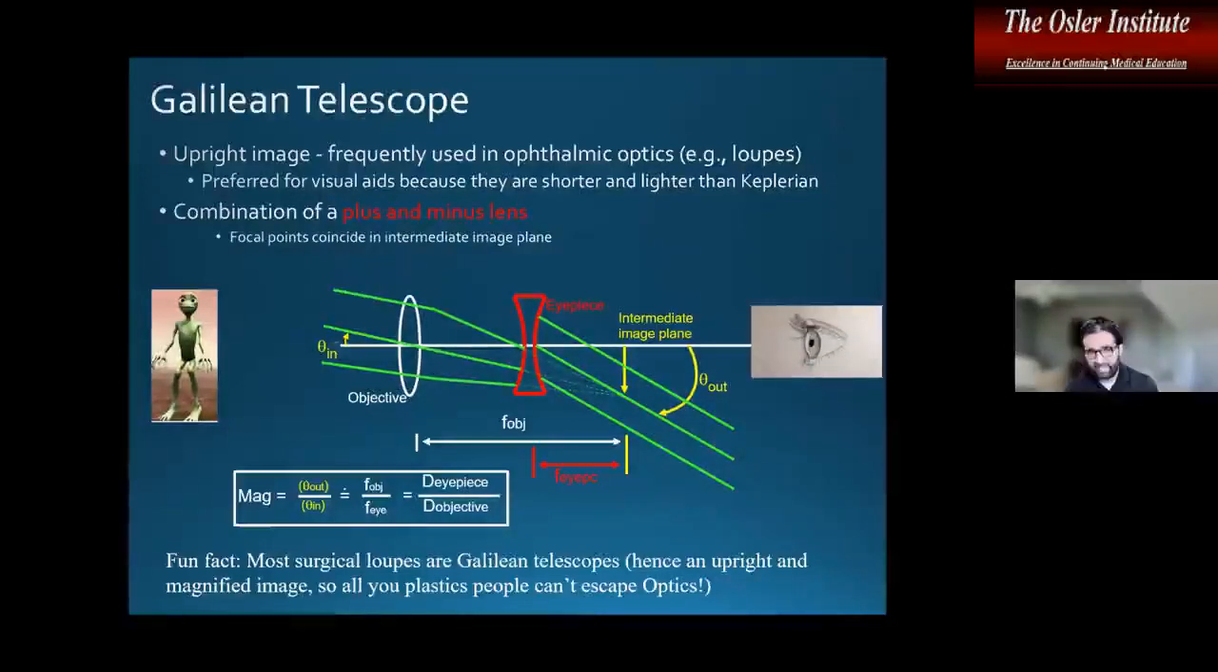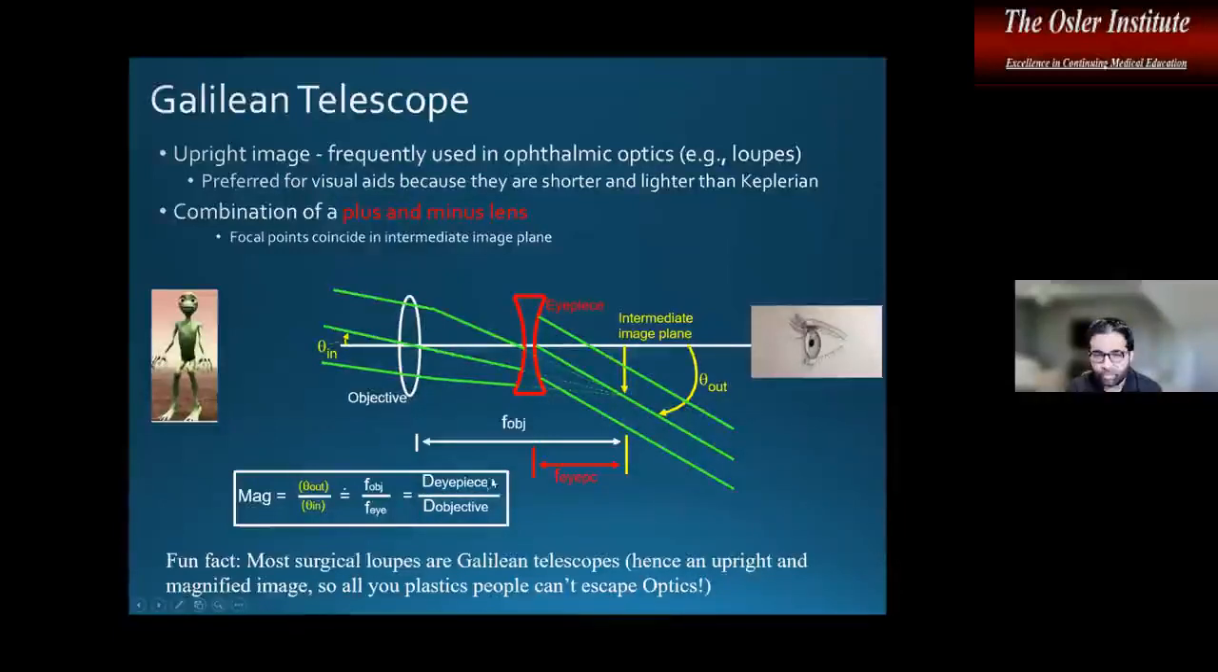Same thing with a Keplerian telescope or an astronomical telescope. The numerical value of the eyepiece should be higher than the numerical value of the objective. Otherwise, you'll get a non-magnified image. And that's what this equation down here is telling us, because magnification of a telescope is the power of the eyepiece over the power of the objective.